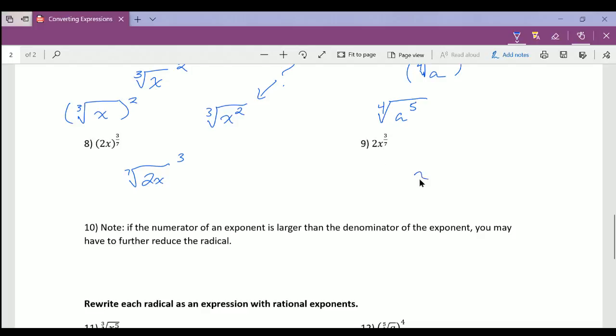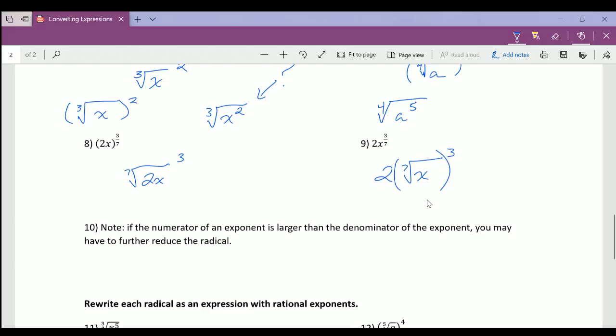So we're going to put the x inside the radical. 7 is still the index, and we're still raising it to the 3rd power. However, the 2 has nothing to do with any of that stuff we just wrote, so we're just going to put a 2 in front. You can leave it like that, or if you just really love parentheses, you can put it that way too.